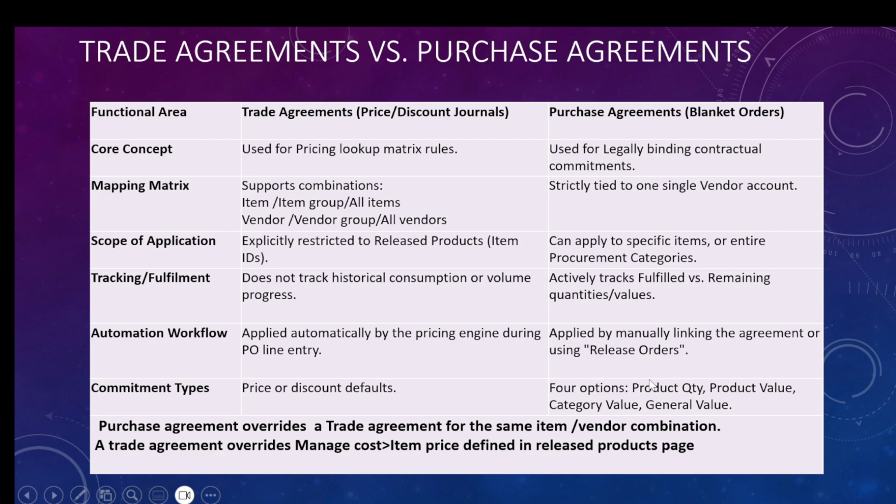Whereas in a purchase agreement, we have 4 options. One is quantity based, product value based, general value, and category value based. So a little flexible, more added features in purchase agreement. And now, having understood all these different parameters that describe the trade agreement and purchase agreement, it helps us to decide what we should suggest for our customers.